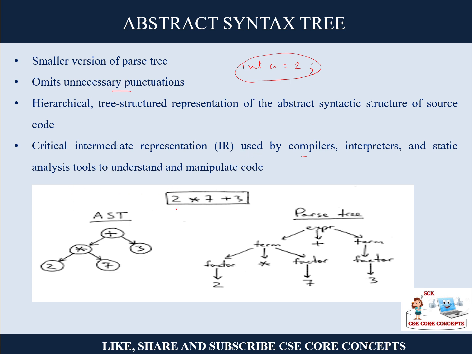So let us see one string: 2 multiplied by 7 plus 3. Now the parse tree version of this will be what? You have an expression, then you have a term, 2 terms, then the number multiplied by this, and for each factor, we will frame the grammar, and from the grammar we are going to create the parse tree, the regular notation. But if it is an abstract syntax tree, simply you can replace it. So you can say this abstract syntax tree is a smaller version of the parse tree.